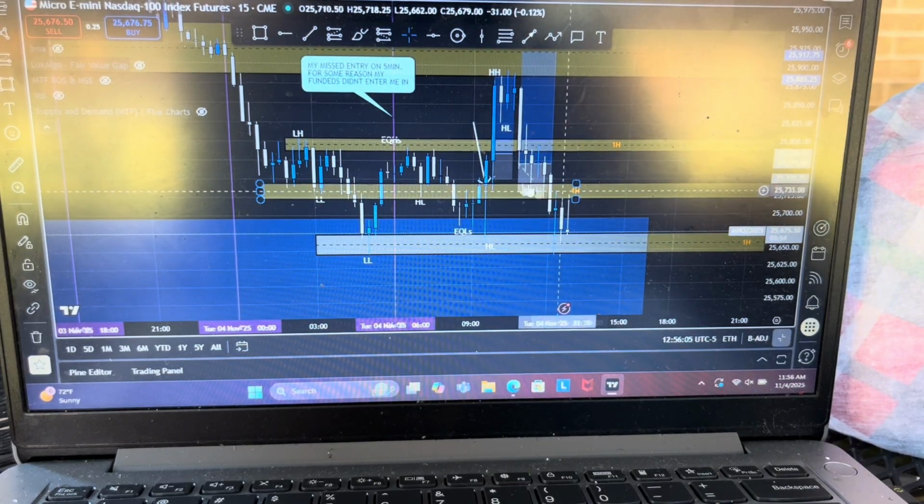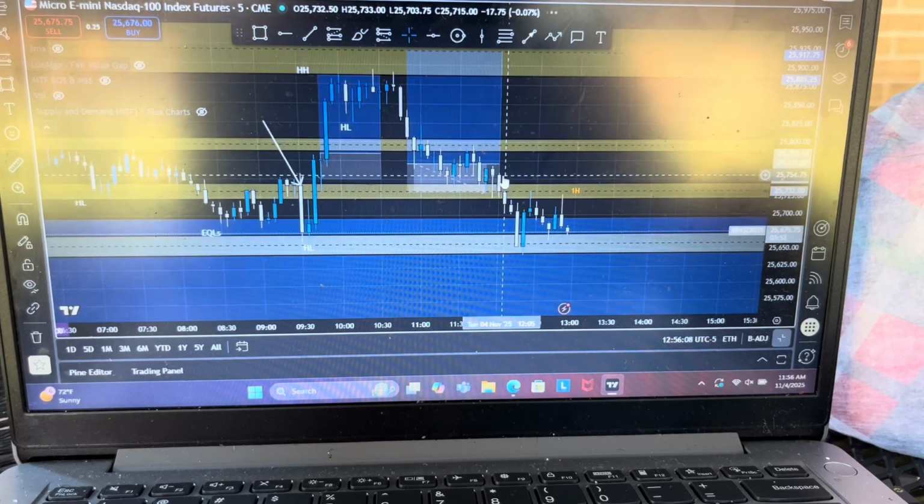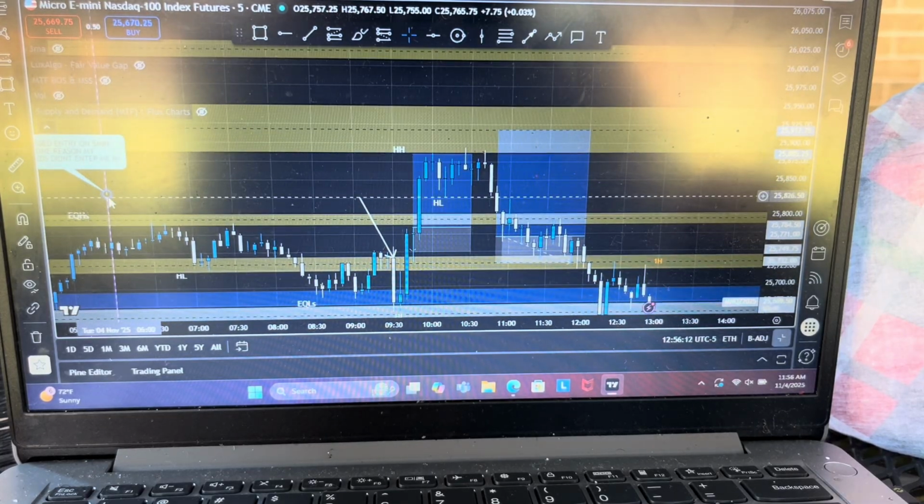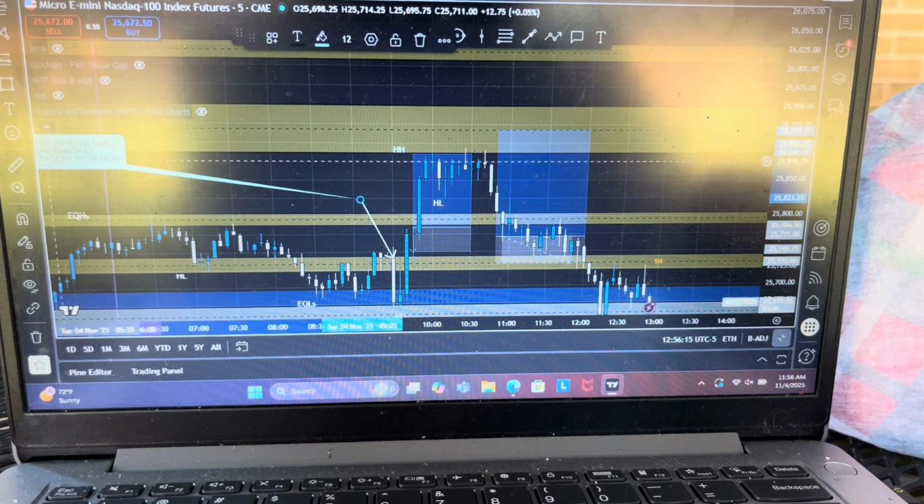Now, mind you, y'all, I'm going to drop down to my 5 minute. This is the trade I was taking. This is what I have marked right here.